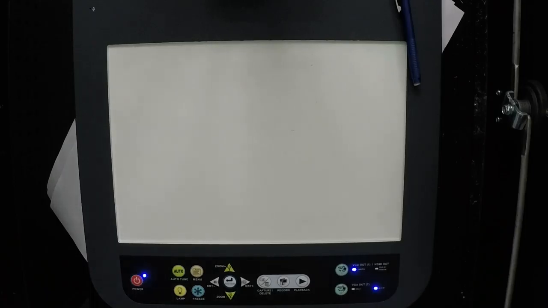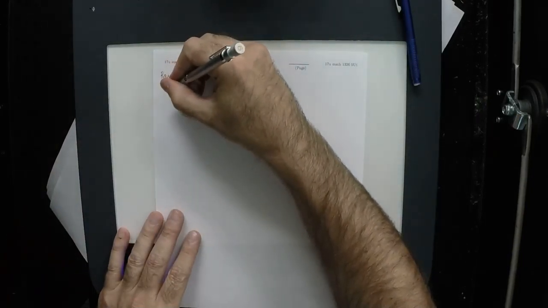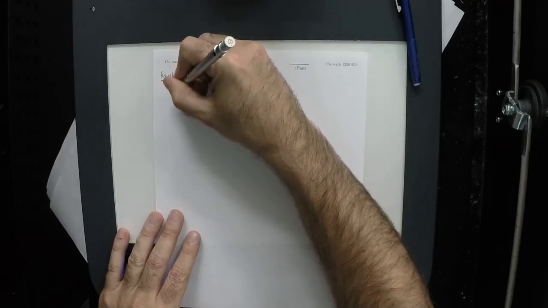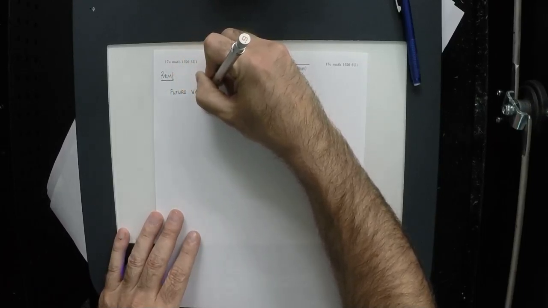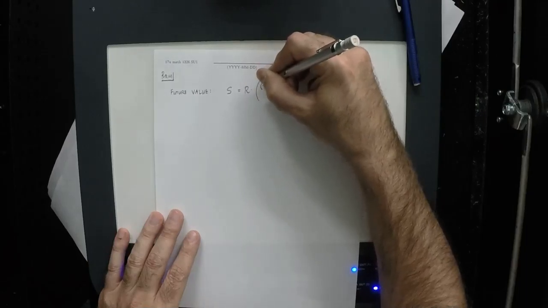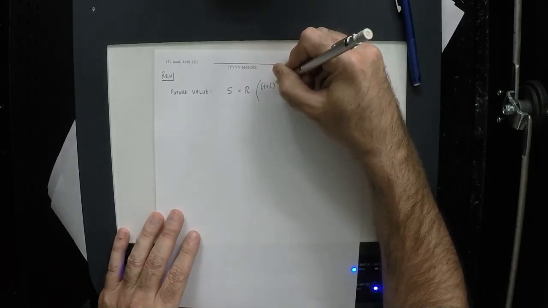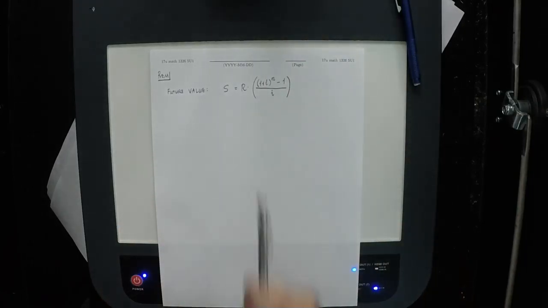So I guess we could start out by writing the formulas. So there's three formulas. There's the present value. No, the first one we did was future value. So future value of an annuity, the formula is S is R multiplied by (1 plus I to exponent n minus 1) over I. And there are four parameters in this model. So to ask you a question about this, necessarily I must have given you three and be asking you to find the other one.